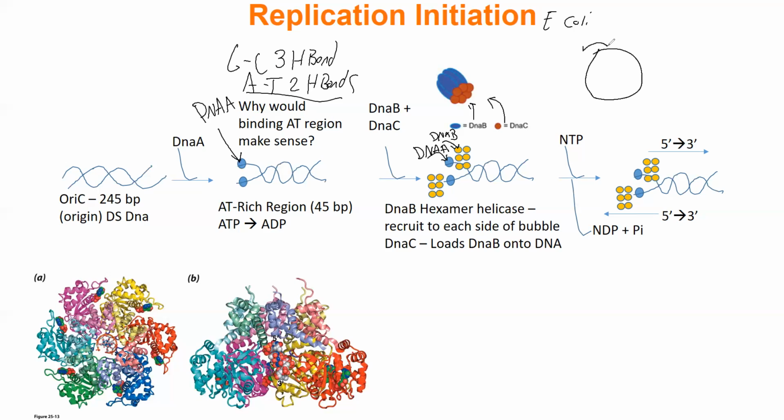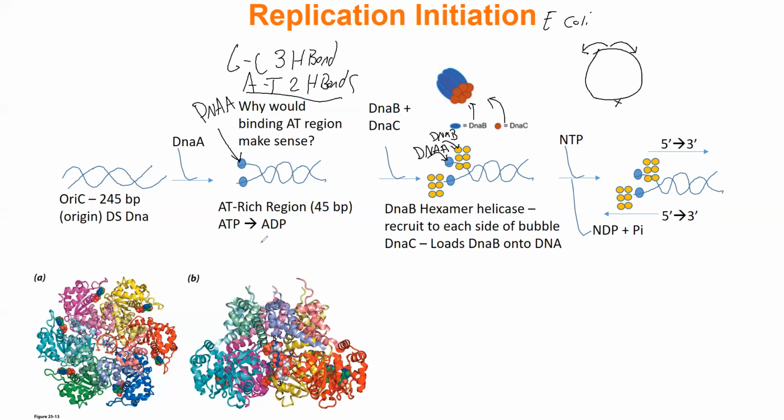So basically, one replication is going to go this way. The other replication is going to go this way. And they're going to meet somewhere in the middle and hit each other. And that's when they know they're done. But that is the start of replication. Starts with A, then B, loaded on by C. Starts at the origin. And the first thing to unzip is the AT-rich region.